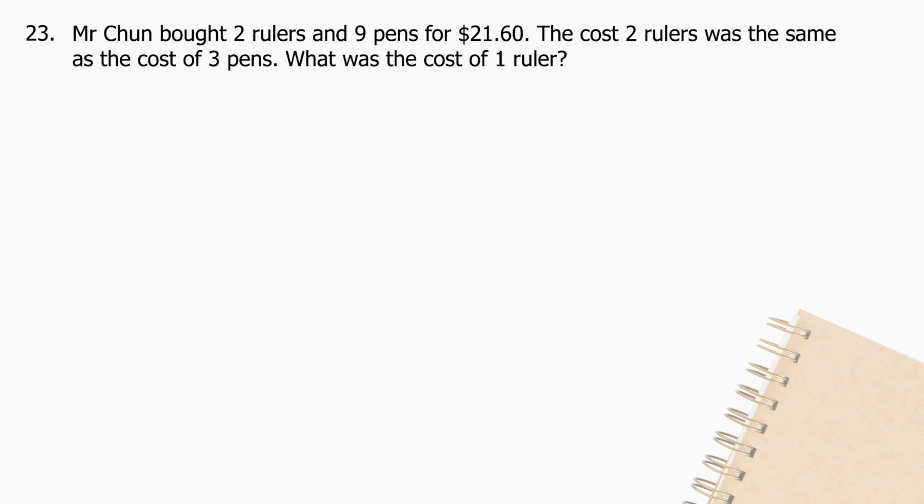Question 23. Mr. Chun bought 2 rulers and 9 pens for $21.60. The cost of 2 rulers was the same as the cost of 3 pens. What was the cost of 1 ruler?